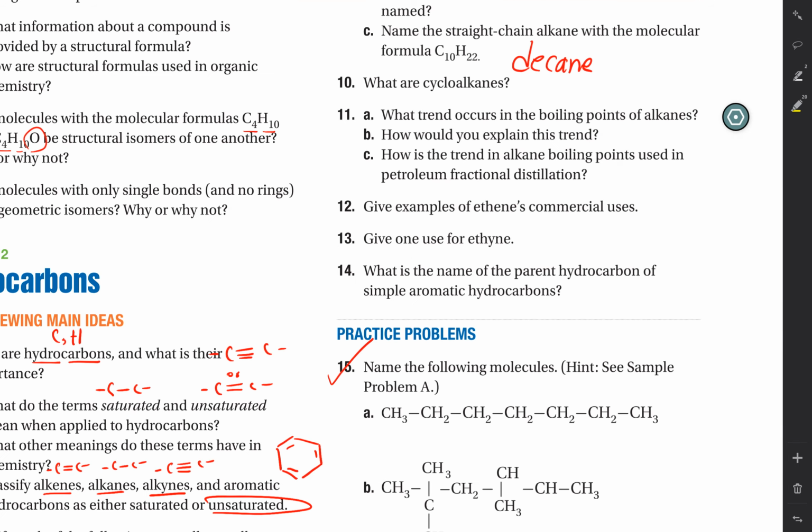Question number 13. Give one use of ethane. Ethane is used in the welding torches. Question number 14. What is the name of the parent hydrocarbon of simple aromatic hydrocarbon? The simplest aromatic hydrocarbon is benzene.